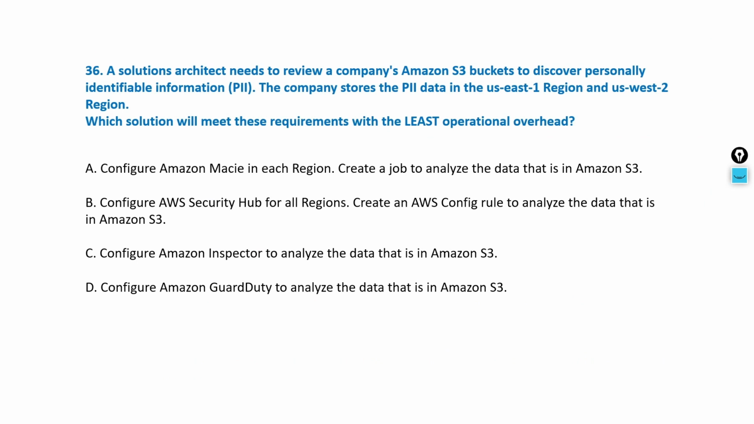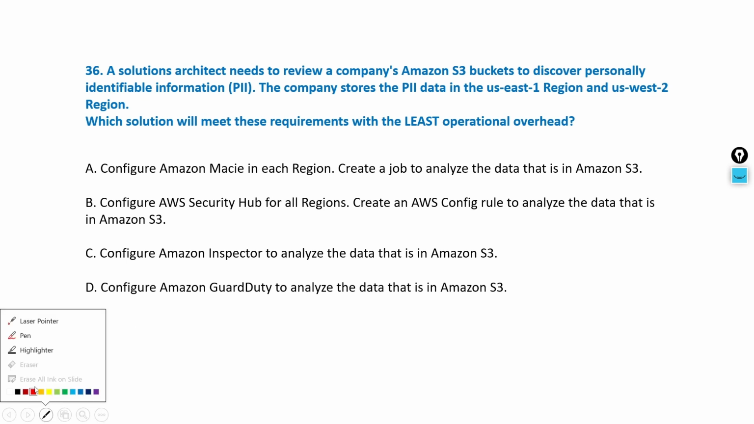Question number 36. A solutions architect needs to review the company's Amazon S3 buckets to discover personally identifiable information, PII. The company stores PII details in the US East 1 region and US West 2 region. Which solution will meet this requirement with the least operational overhead? Okay, so this question is quite simple, guys. So I am going to show you.